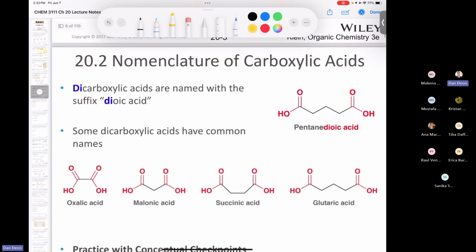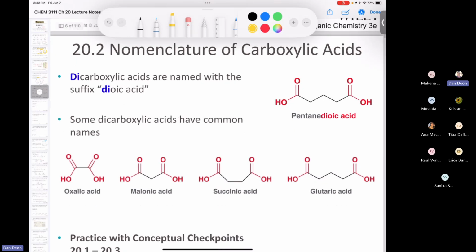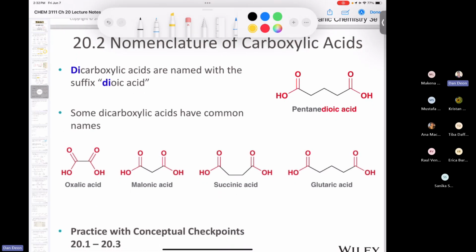Now, if we have dicarboxylic acids like malonic acid or succinic acid, I know that a lot of you have studied biology at a high level, and you've heard of things like succinate and glutarate when you study the Krebs cycle and glycolysis and all those biological pathways. So some of you have been exposed to these dicarboxylic acids already. If not, that's totally fine.